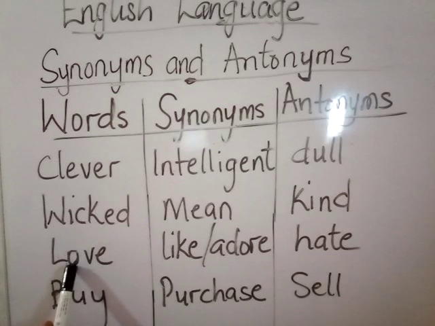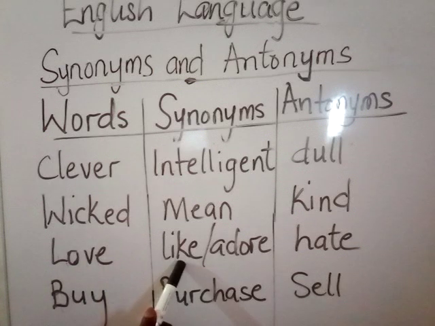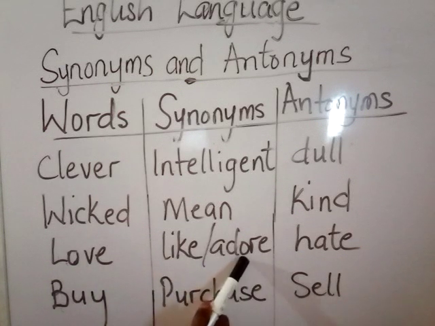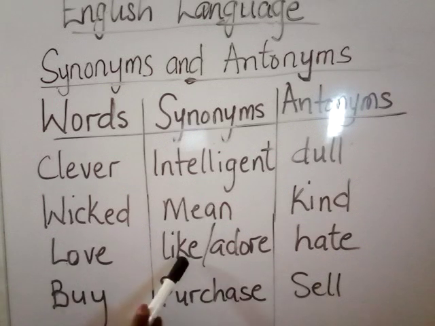The next one here is love. A word that is like love or close to love is like. Or you can say adore. I love ice cream. I like ice cream, or I adore ice cream. Okay, and then the opposite of love is hate. I hate ice cream. And then the last one here is buy. To buy something, you can say I buy or I purchase. To buy means the same thing as to purchase. And then the opposite is sell. Opposite of buy is sell.